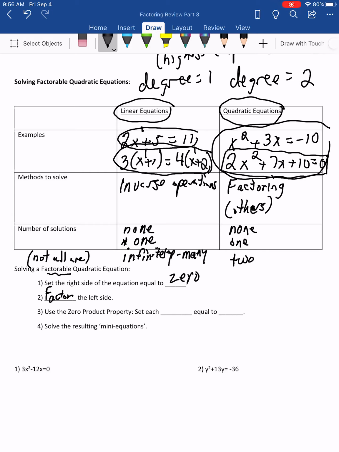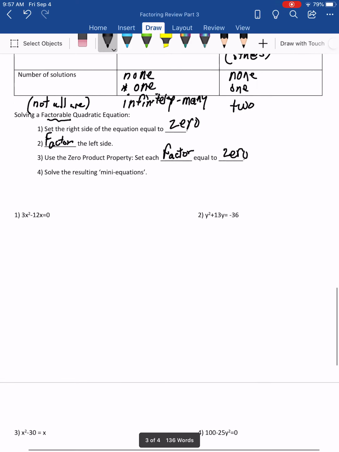All right. Step 2, factor the left side. And then step 3, we're going to use what's called the zero product property. Set each factor equal to 0. And then step 4, you're going to have two resulting mini equations, just really short linear equations to solve to get your solutions. Okay, let's take a look.